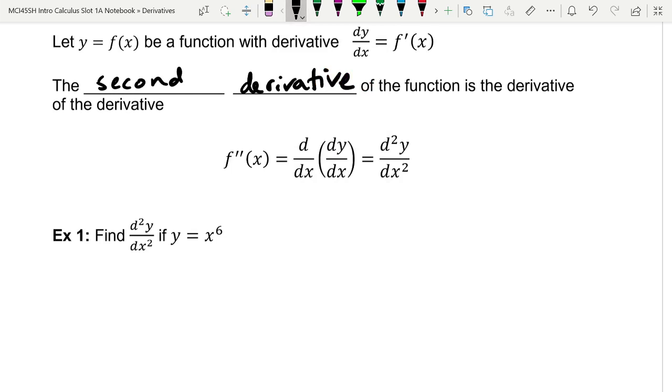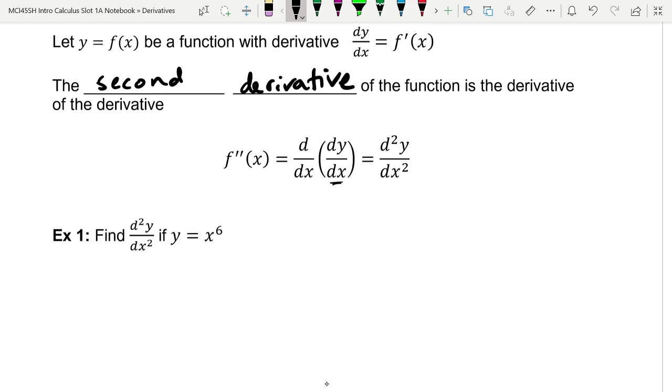All right, notation-wise, this is what we look like. The second derivative is denoted by putting 2 primes here instead of 1. So that tells you that you've taken the derivative of the derivative. Another way you can do this is with Leibniz notation. So your first derivative is this thing, dy by dx, and then you're taking the derivative of that derivative.